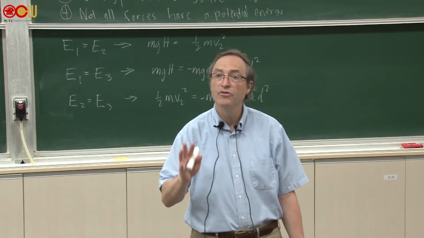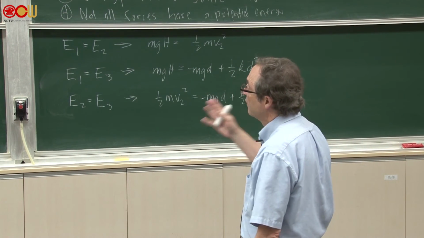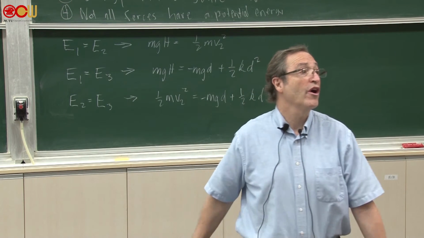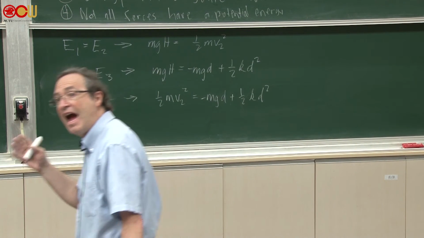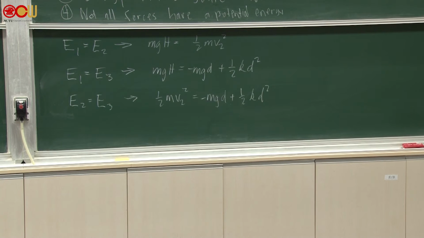OK, so you use this strategy. These problems are trivial, but you have to use the strategy in order to do it. You draw a picture. You identify important points on the picture. You find all the energies at that point. You determine the values of those. And then you set the total energy at one place equal to the total energy at another.